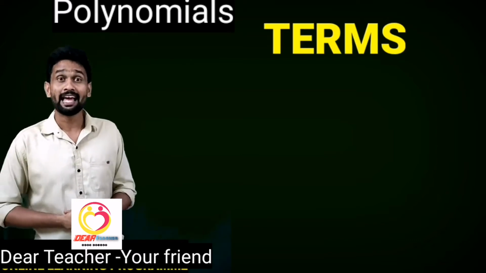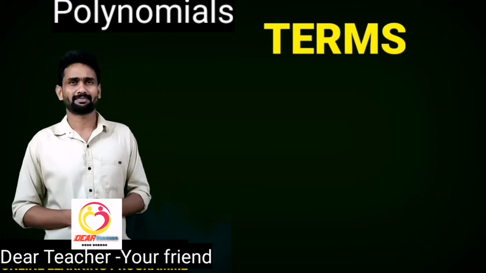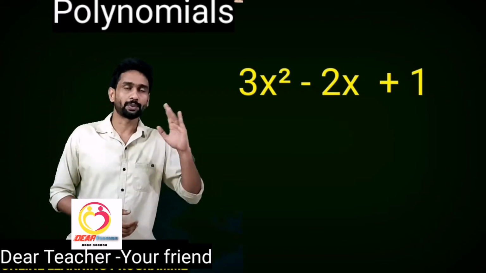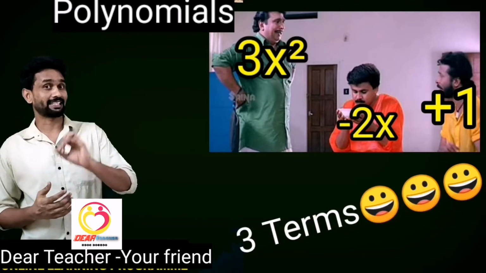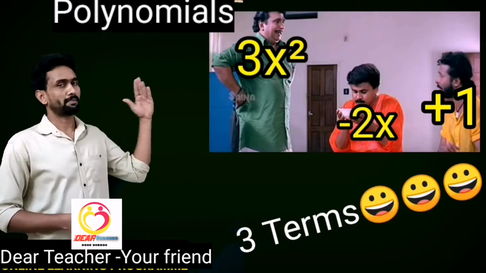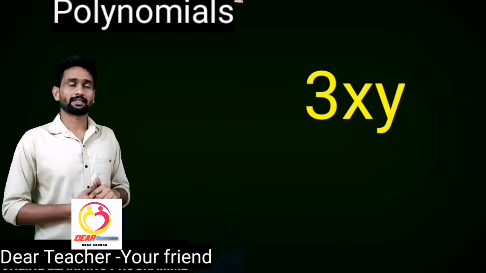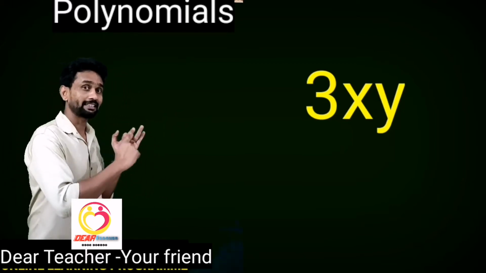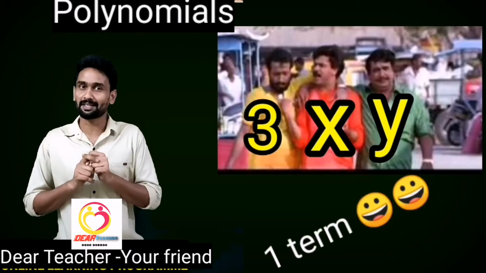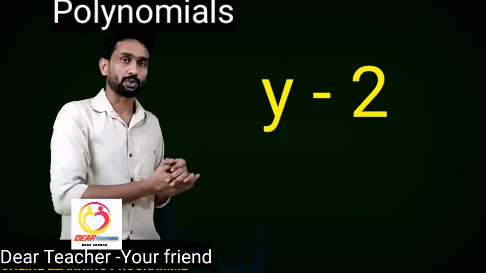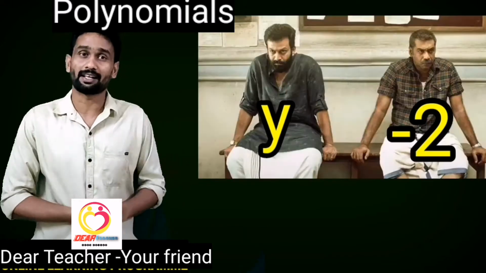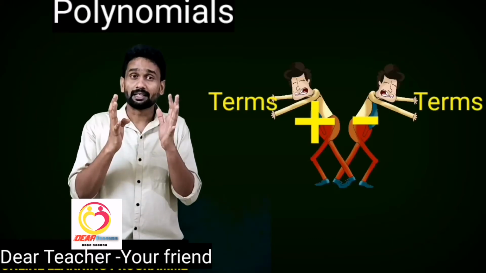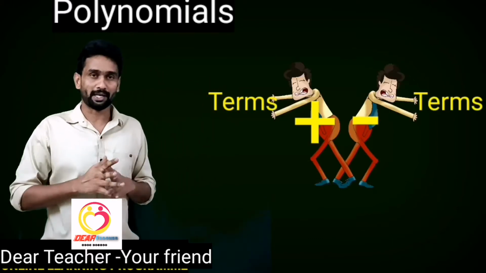Next, we can revise terms. What is meant by terms? It's a very easy thing. Look at this example: 3x square minus 2x plus 1. How many terms are there? Exactly, 3 terms. One more example: 3xy. How many terms are there? Only one term. y minus 2. How many terms are there? Two terms: y and minus 2. So what did you understand from this? Listen here: the terms are separated by plus or minus.